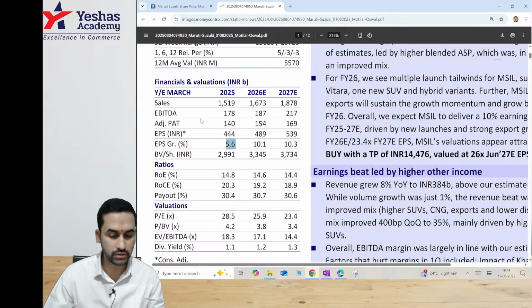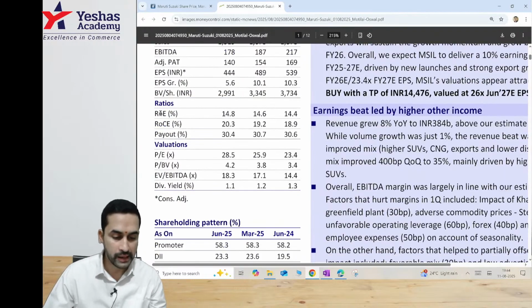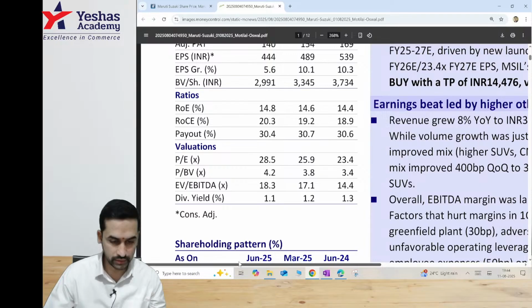EPS growth, earning is growing at 5.6%, and book value per share is 2991. BV by number of shares, so book value per share. And then remember all this we discussed today in the class. ROE is return on equity 14.8%. Earning available to equity shareholder divided by equity shareholders fund into 100. ROCE is return on capital employed, which is 20.3%. Able to follow this? I'll zoom it further if you want.